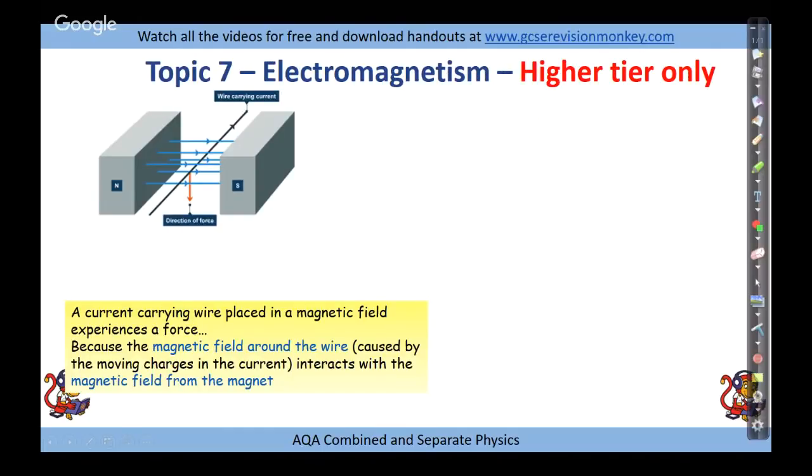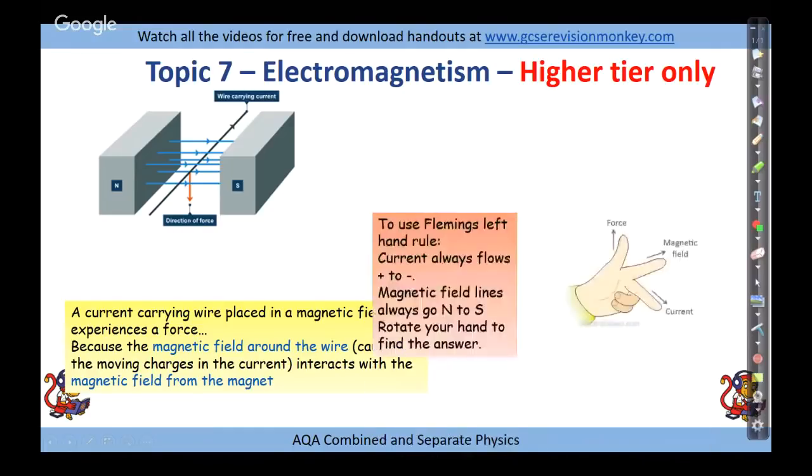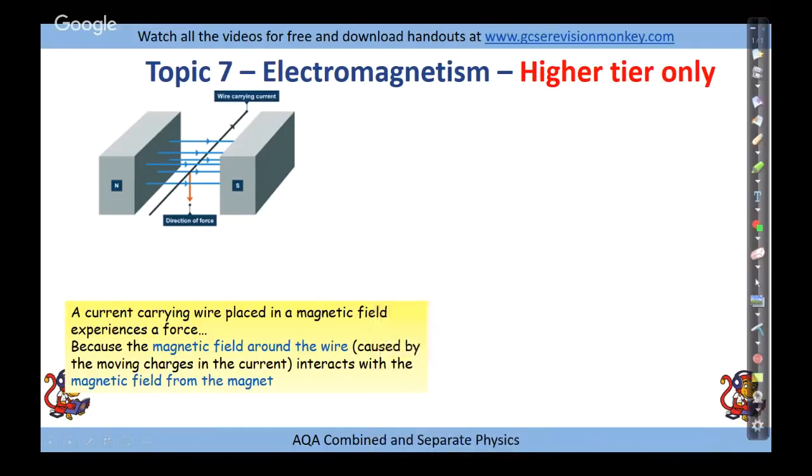Okay, so for higher tier then, just a little bit on Fleming's left-hand rule and making a wire move near magnets. So a current-carrying wire, a wire with current through it, is placed in a magnetic field, it will experience a force. Why? Because the magnetic field around the wire, caused by the moving charges in the current, will interact with the magnetic field from the magnet. You're basically bringing two magnets close to each other.